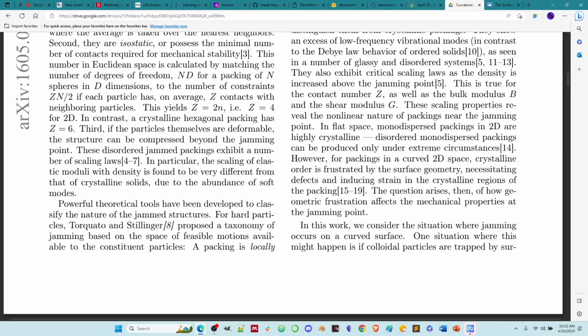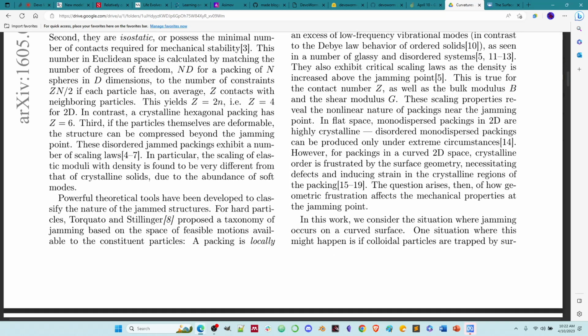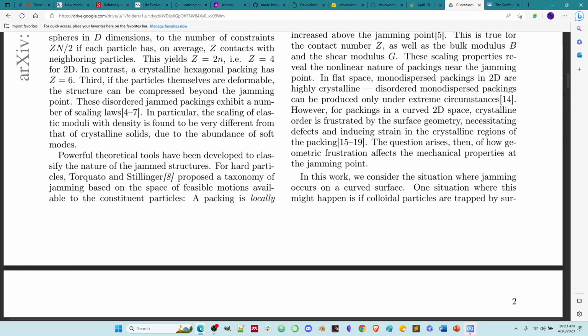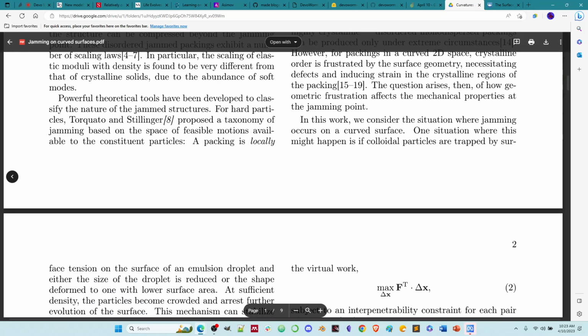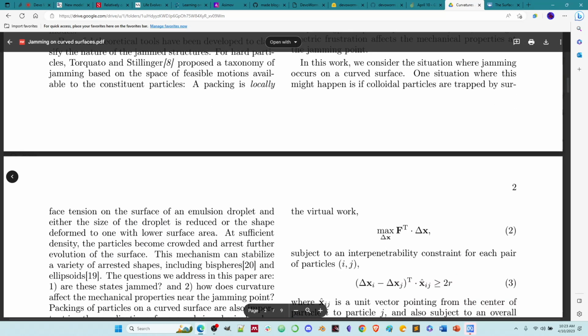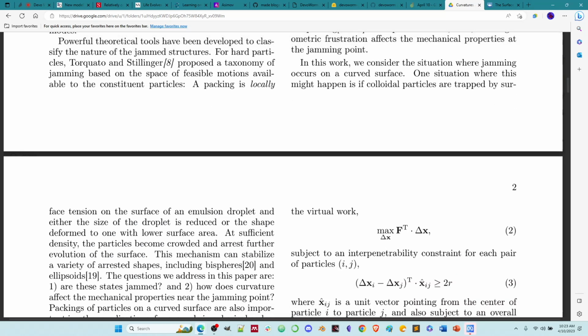So this is geometric frustration, where you get this nonlinearity, you get this curved surface instead of the flat surface. The curving introduces these instabilities, and then that introduces nonlinearities. So it behaves differently when it folds or when it curves. And so this is what they're talking about in this paper, about soft materials jamming on a curved surface.